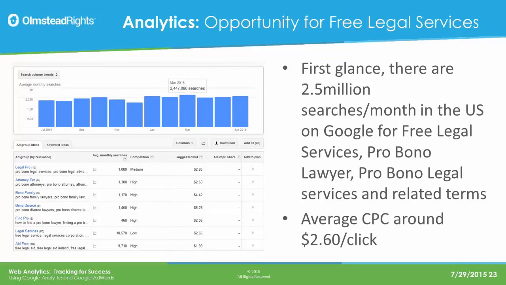I also went and looked at this for just general free legal services, again, trying to see what type of opportunities there were for all of those that are in the legal advocacy area. And it turns out there's 2.5 million searches a month in the U.S. for free legal services, pro bono lawyer, legal services, and related terms. So there's a ton of opportunity there to get traffic with the Google Ad Grant. The key is obviously getting it down to whether you're a family services type of service, a housing, whichever type of service, advocacy or service you're promoting.